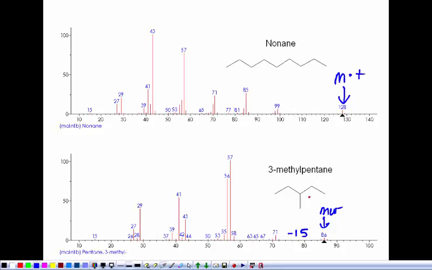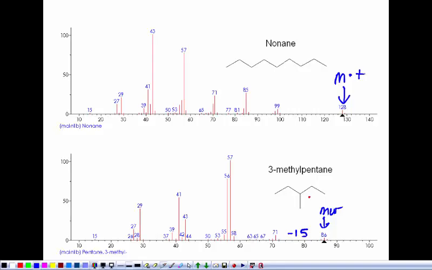So the fact that I see a mass peak where I lost a mass of 15 tells me, hey, this molecule has to have a methyl group in it. And we can even go farther than that, because we can look at it losing an ethyl group, which would be 2 carbons and 5 hydrogens.